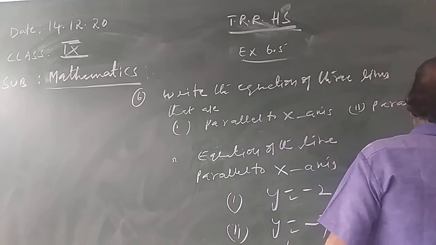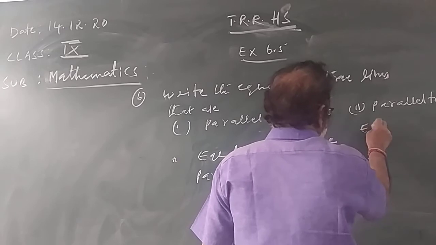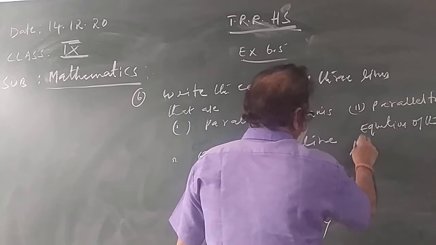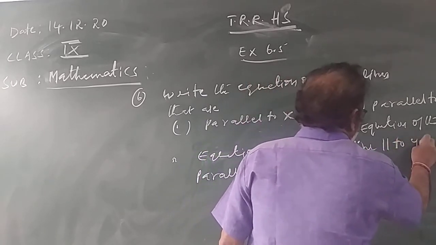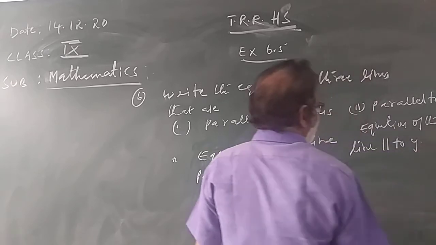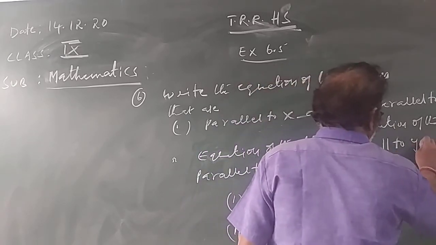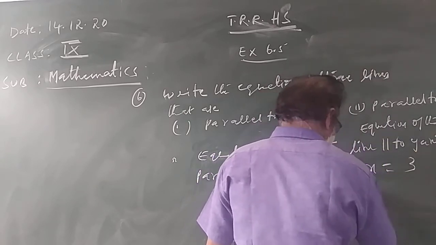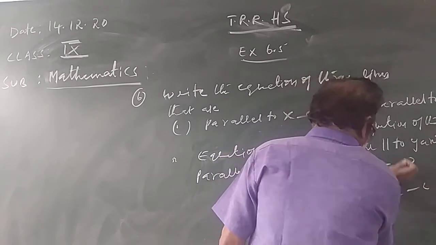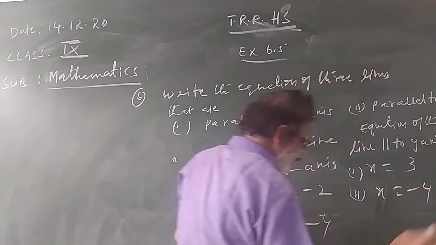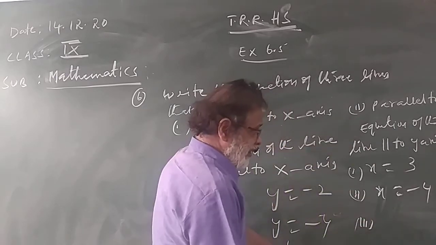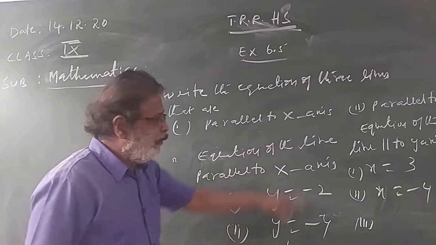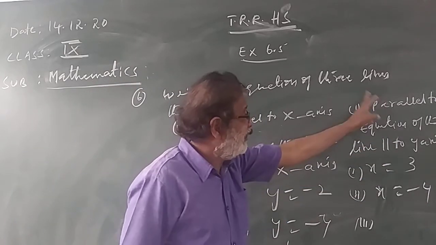Parallel to y-axis. Equation of the line parallel to y-axis: x equal to 3, x equal to minus 4. You can write anything like this. The equation of the line parallel to y-axis will be x is equal to 4. Parallel to y-axis is x equal to 4. Like that you write 3 lines.